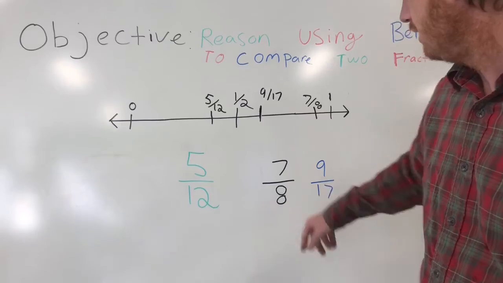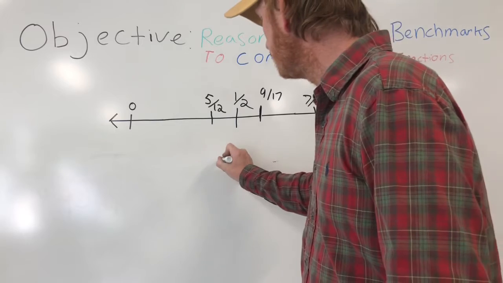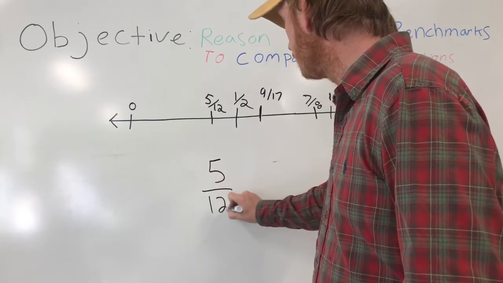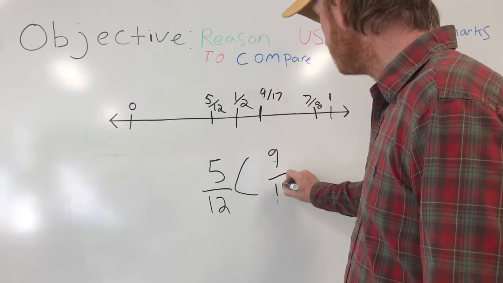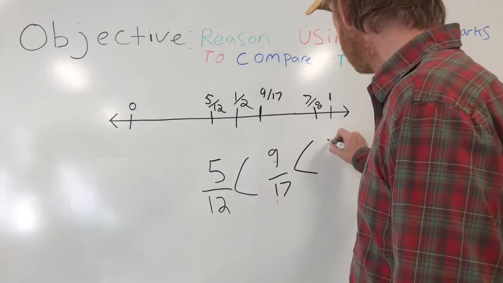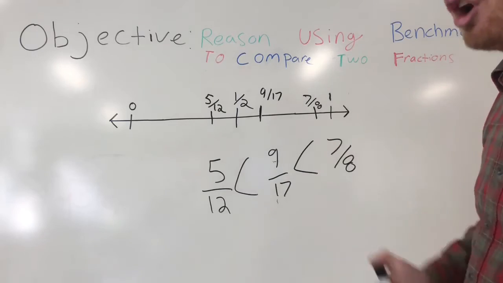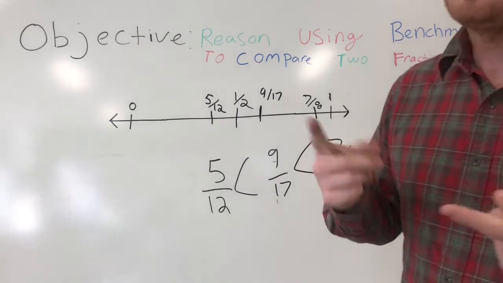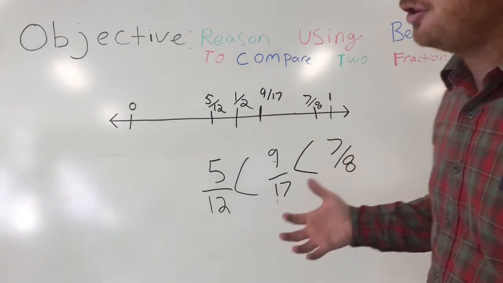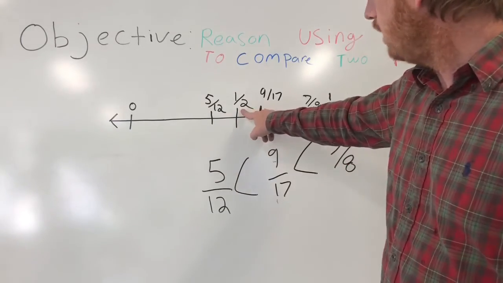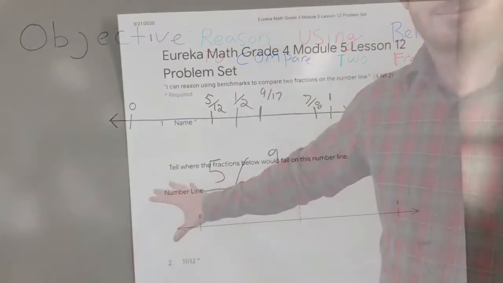And so now I know very easily that if I was going to put these in order, it would be 5/12, then 9/17, and then 7/8. And I did all of that just using benchmarks. We didn't have to do any division or any multiplication or any addition, just using our benchmarks. Just by understanding where 0, where 1/2, and where 1 are, we were able to put in the rest.